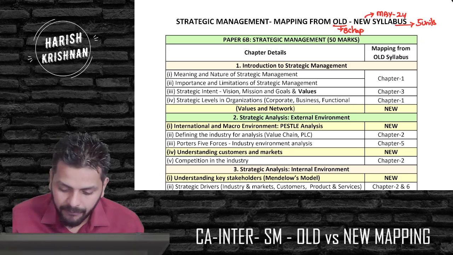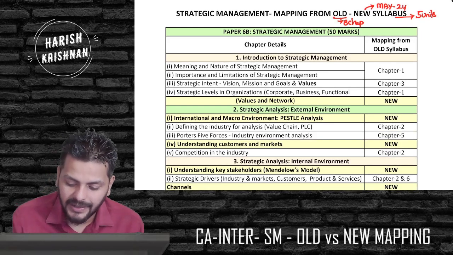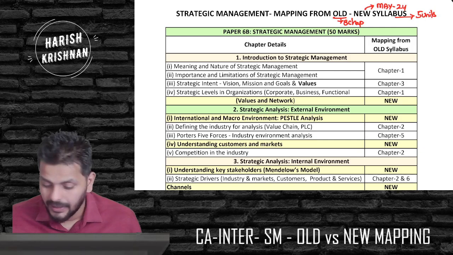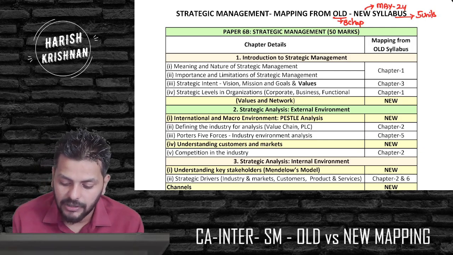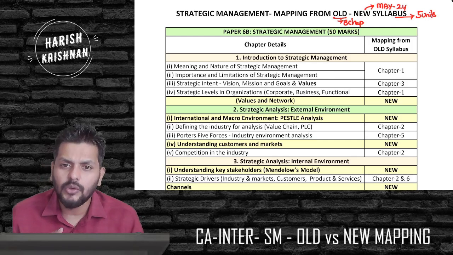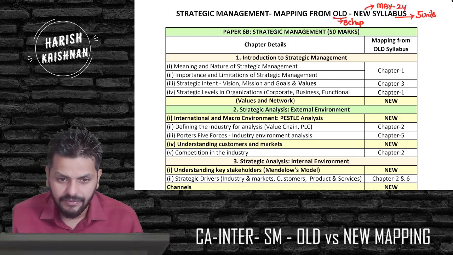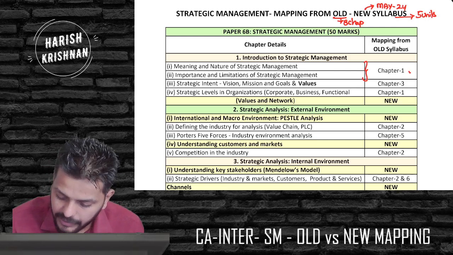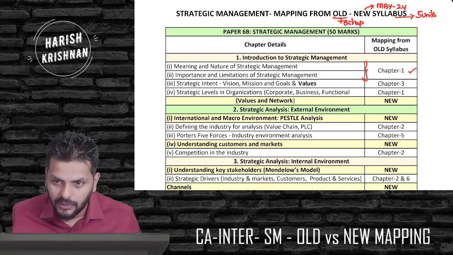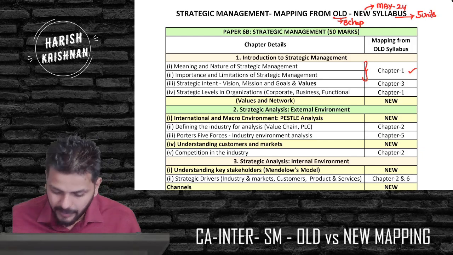So, what to do? In the new syllabus, the first chapter has the title Introduction to Strategic Management, and it has about four broad topics. The first one talks about the meaning and nature of strategic management. Here you have the definition of strategy, definition of management, definition of strategic management, and also importance and limitations. You can find these topics in chapter 1 of the old syllabus itself. So you need not go for any new material.